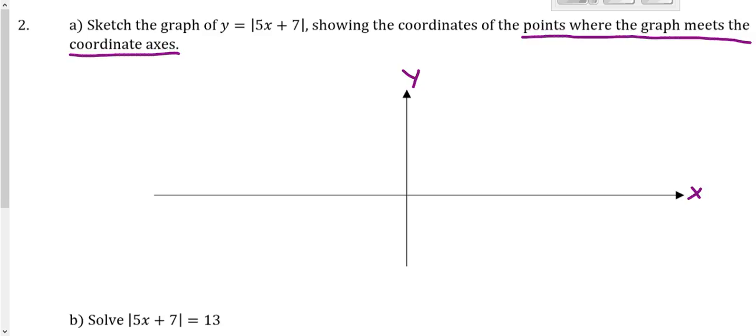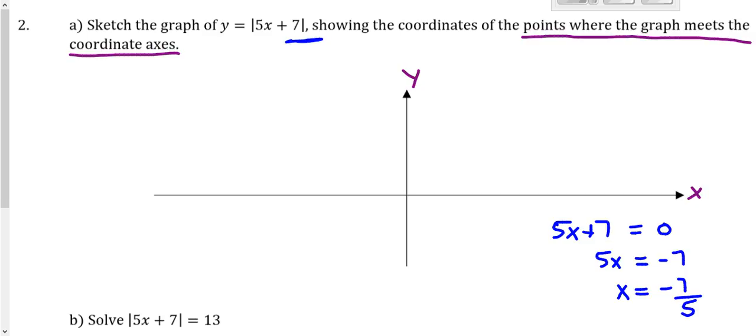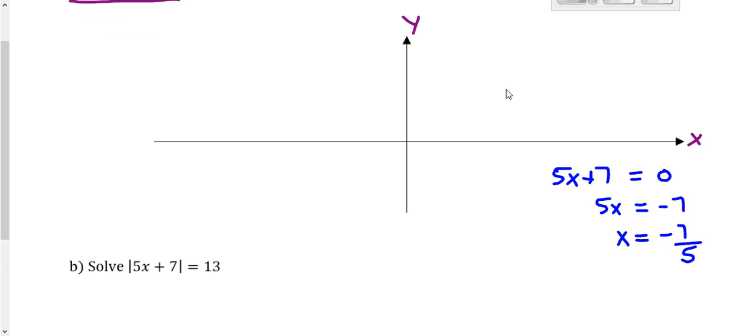The first thing that we need to do is take whatever's in the absolute value, 5x plus 7, and set that equal to 0. So we subtract 7, and we have 5x equals negative 7, divide by 5, x equals negative 7 over 5. Since there's no numbers on the outside of the absolute value, this is our x-intercept.